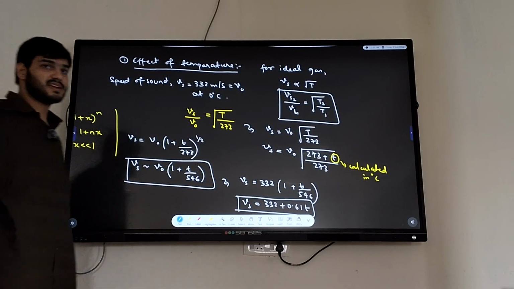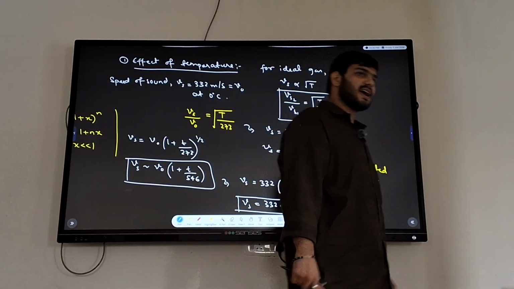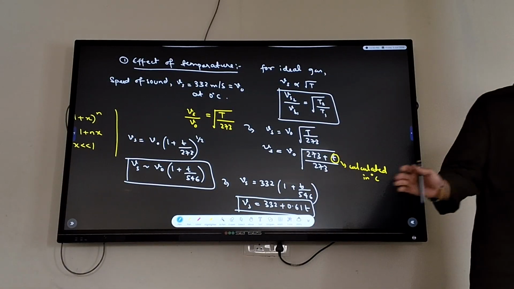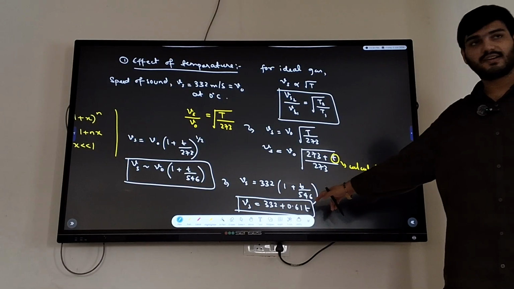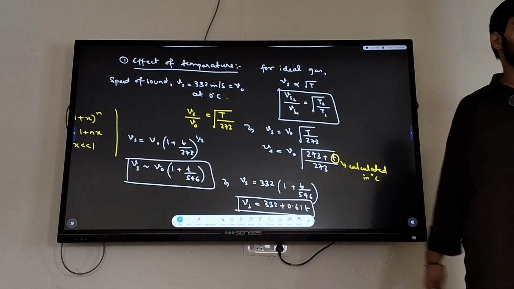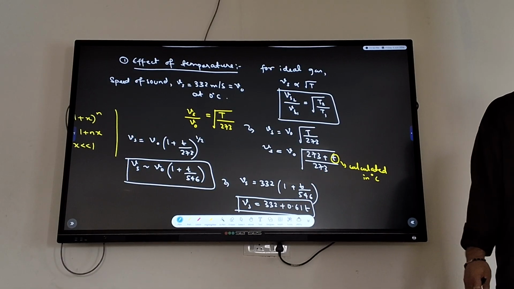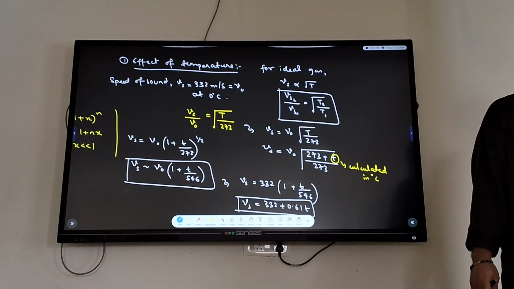Good. This is the effect of temperature. We found that as temperature increases, the speed of sound increases. For every rise in degree Celsius, there is a rise by 0.61 meter per second approximately. Okay.